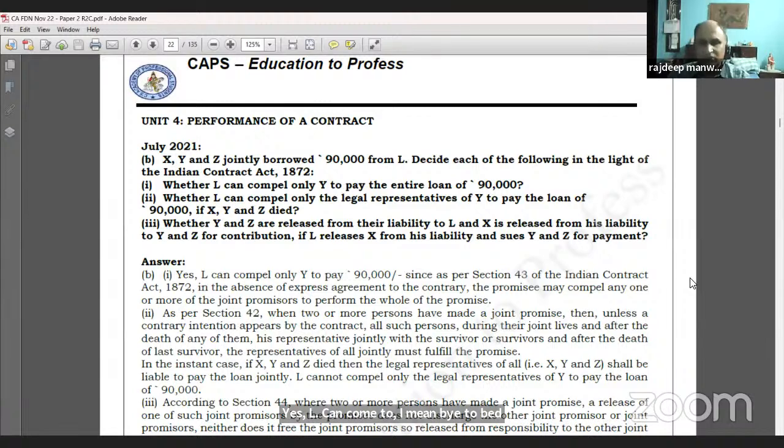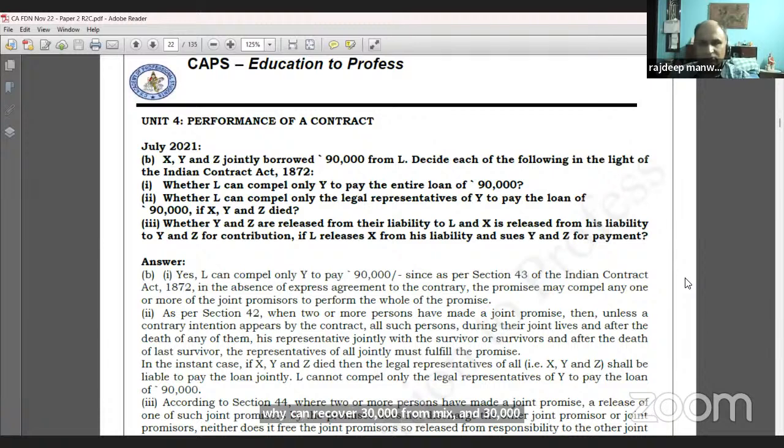Remember, you can't free one person from the contract. You can't say why you have to pay, because remember the liability is joint and several. They are separately liable. So let's say X and Z are out of station, so he can recover the entire amount from Y. But if L recovers the entire amount from Y, Y can recover 30,000 from X and 30,000 from Z. Right?